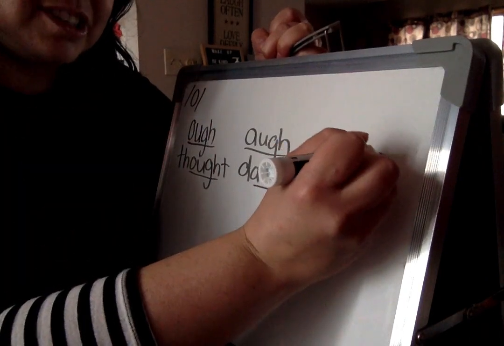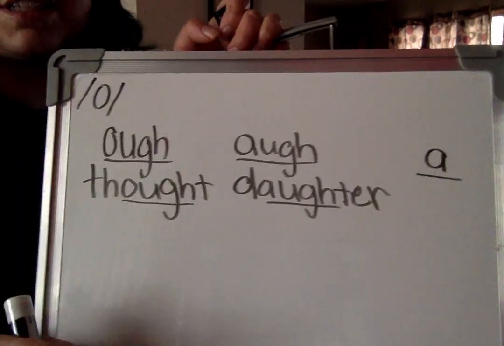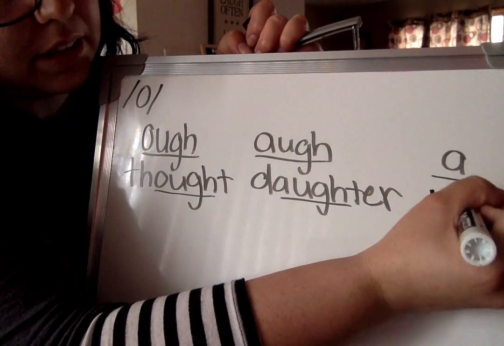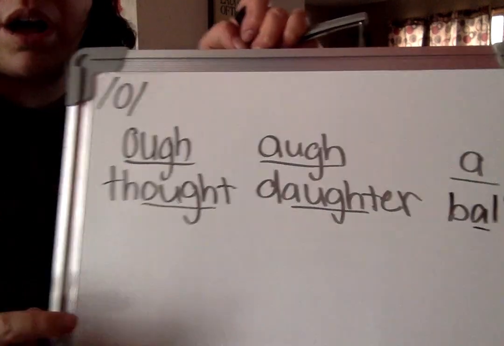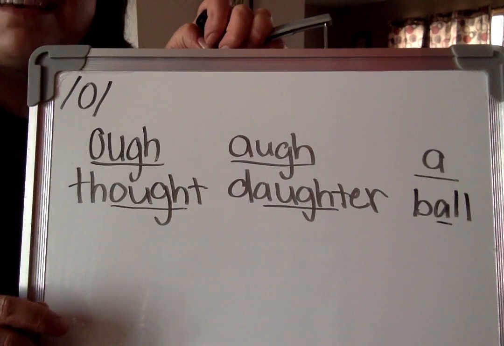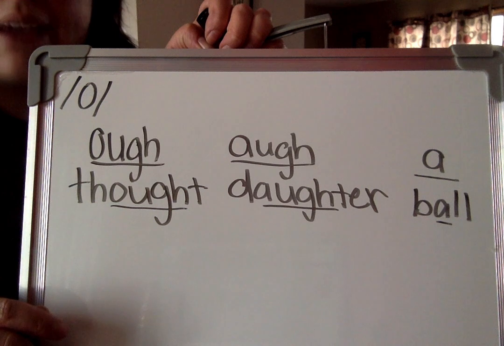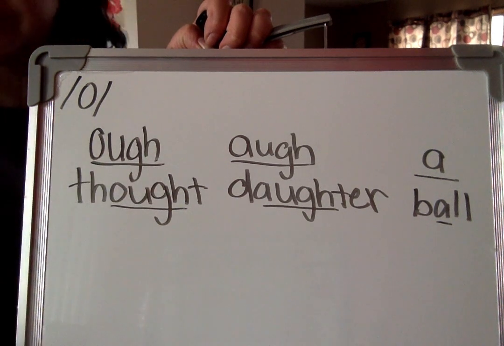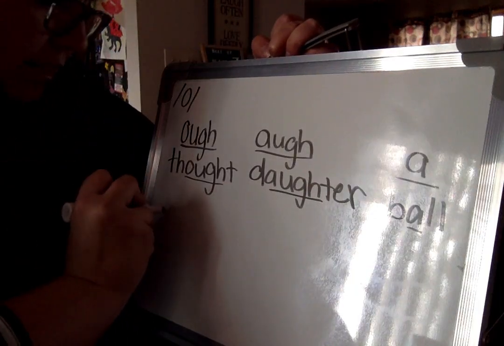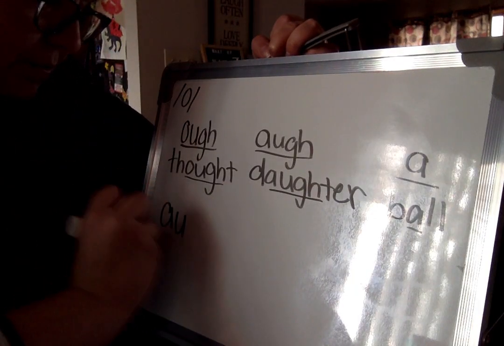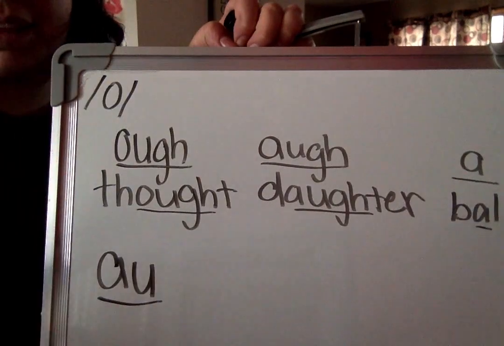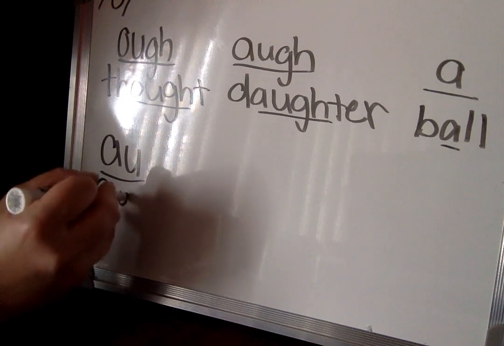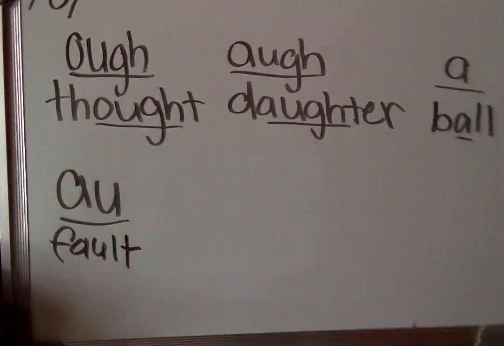Next, we have just an A. In certain words, the A makes that "ah" sound, like in the word ball. It doesn't say "bow," it says ball. So there are times that that A can make a short O, the "ah" sound. Next one is A-U. Just that A-U. And that would be in the word fault.